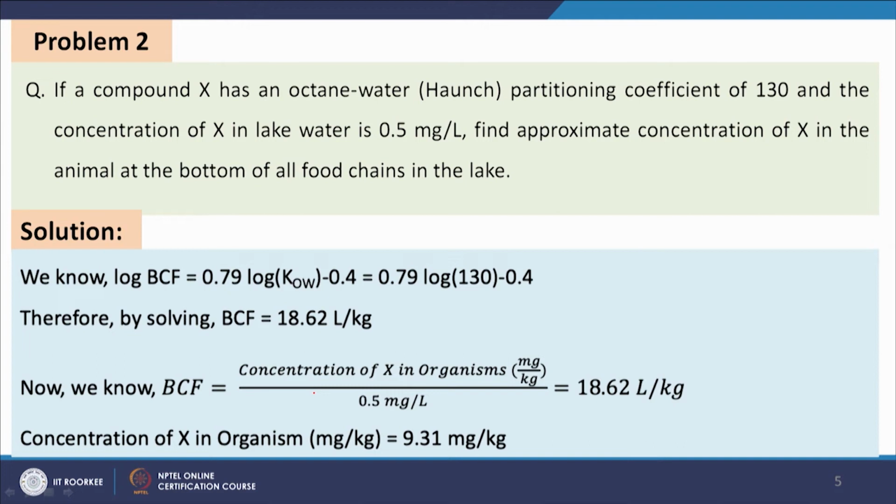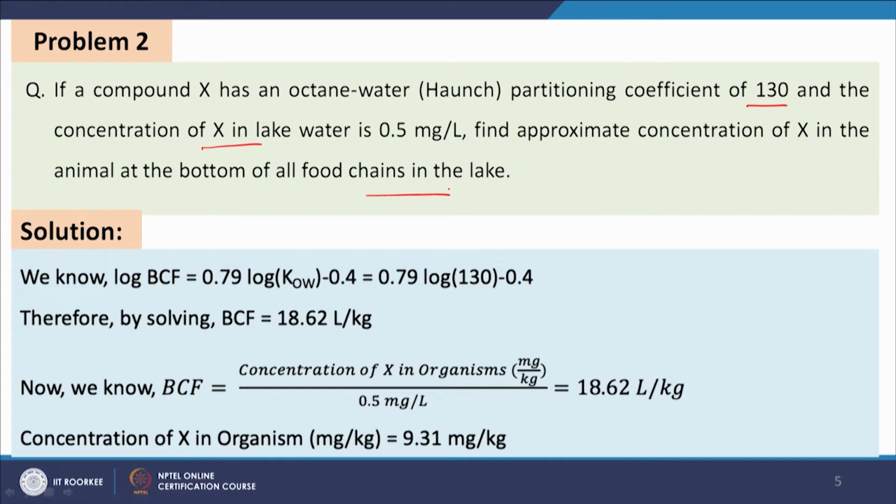See the next problem. So, problem number 2: if a compound X has an octanol-water partitioning coefficient of 130 and the concentration of X in lake water is 0.5 mg per liter, find the approximate concentration of X in the animal at the bottom of all food chains in the lake. So, that we have to calculate.